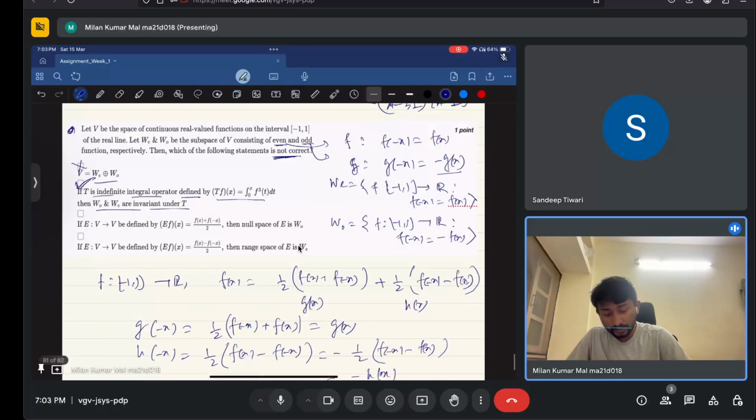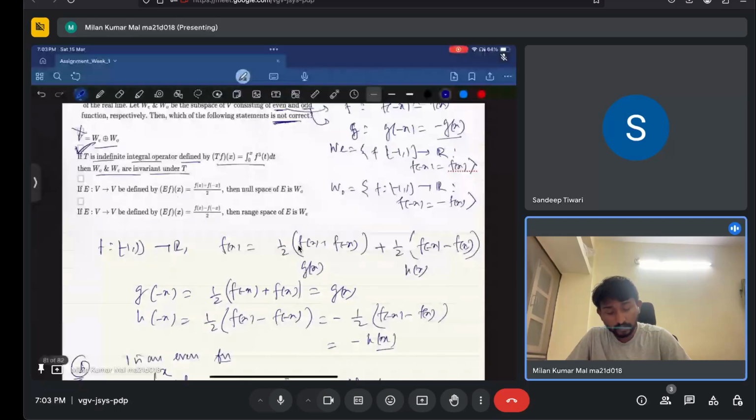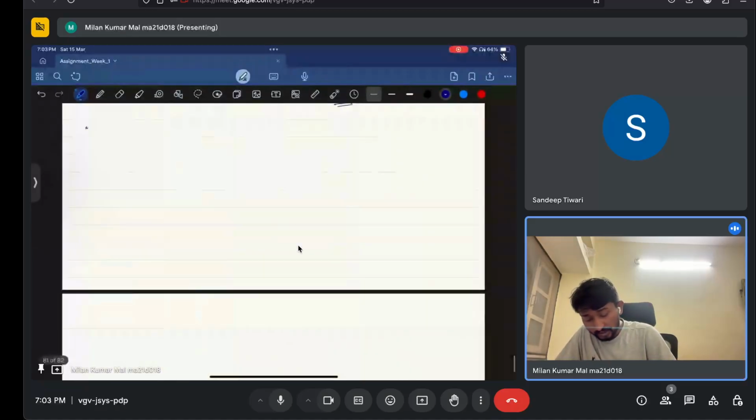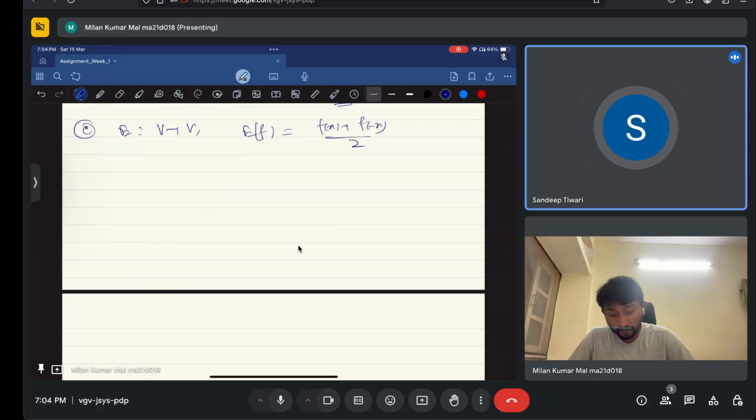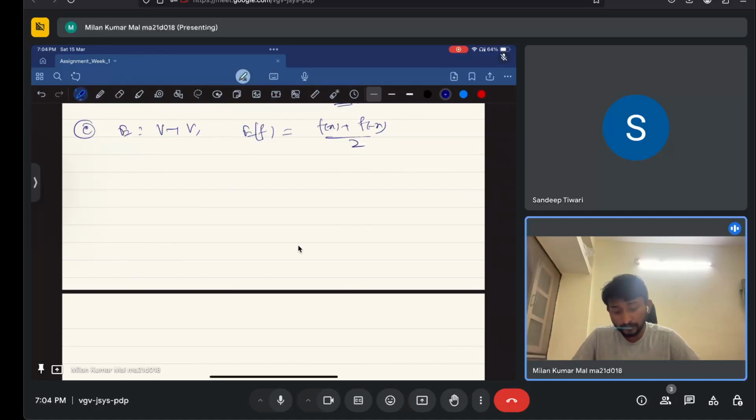Next, if E is an operator from V to V defined by E(f) equals [f(x) + f(-x)]/2, the null space of E is W_o. I think this is correct. This is basically the projection operator onto the even space, so the null space is W_o, obviously, for a projection.